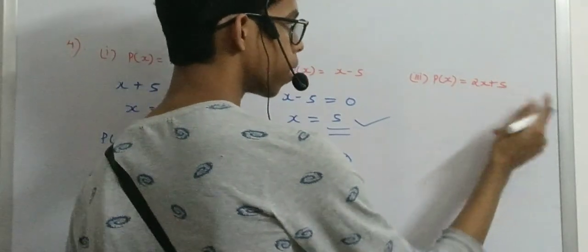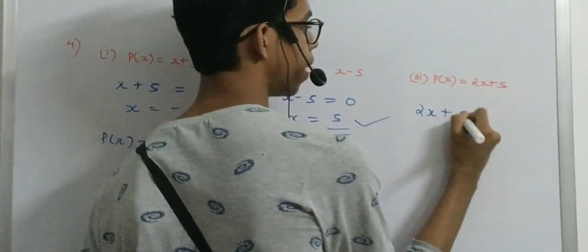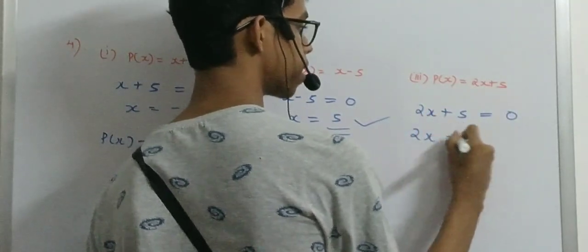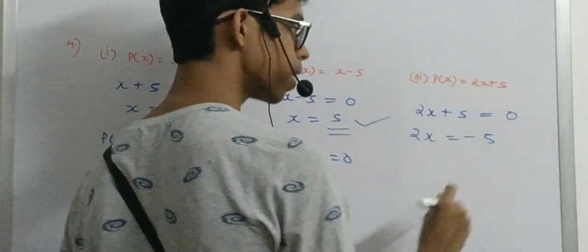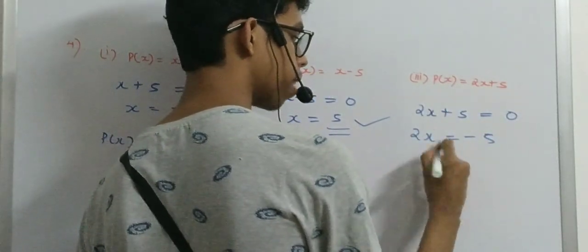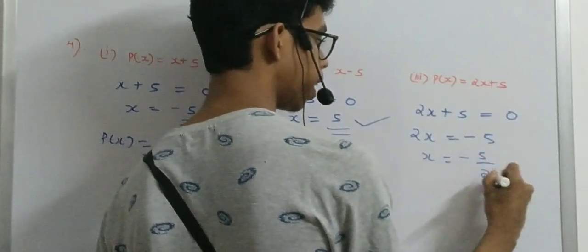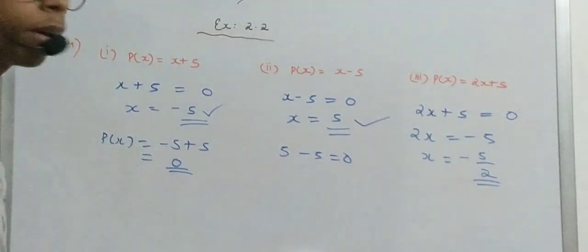Now P of x is equal to 2x plus 5. So 2x plus 5, I am equating it to 0. Now 2x is equal to, bring this to the other side. So 2x is equal to minus 5. Keep x here and bring this to the other side. So I will get x is equal to minus 5 by 2. Okay, this is the 0 of my polynomial.